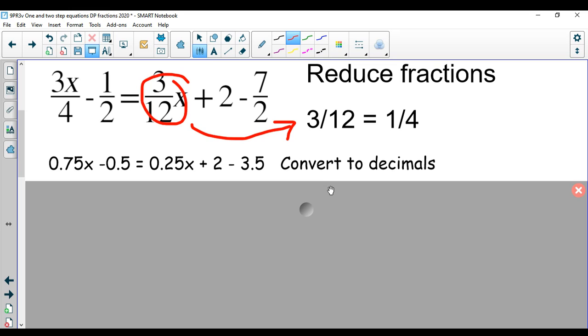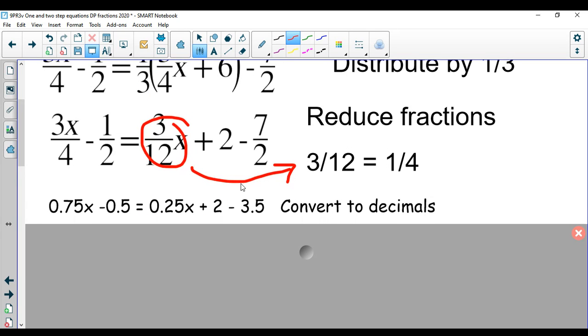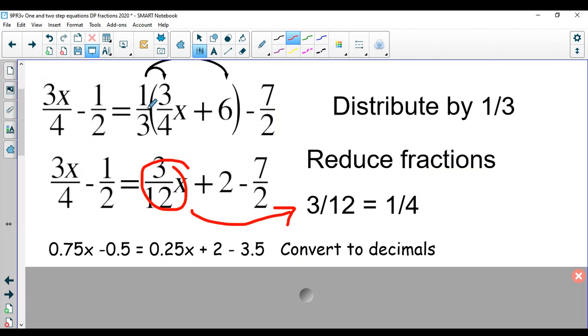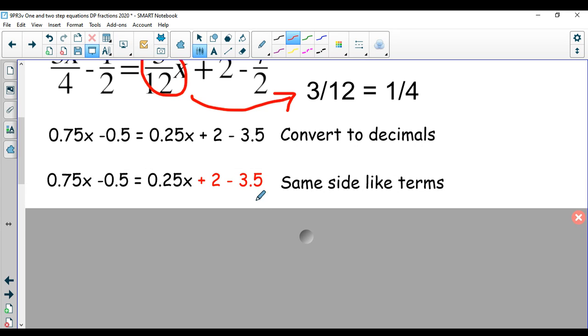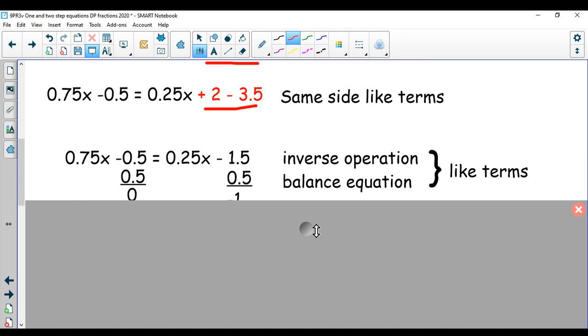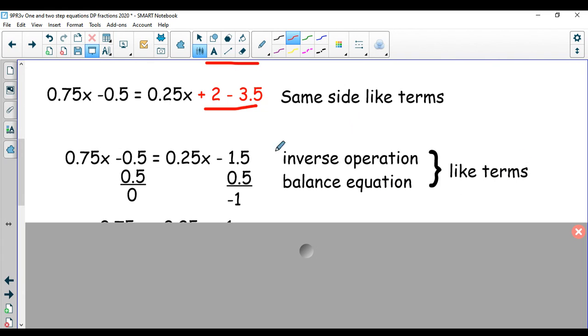Why? I would way rather work with decimals in this case because the decimals are nice and simple. 0.75 minus 0.5. Oh, I like that stuff. Yes, I've got a variable there, so they're not like terms, but my point is these are nice decimals to work with. I really don't like this up here, 1/3. Ooh, 0.3 repeating. I'd rather stick with a fraction. So then I went through and now I have same side like terms, right there in red. I combined same side like terms. Did that. Then we go back to all our usual stuff.